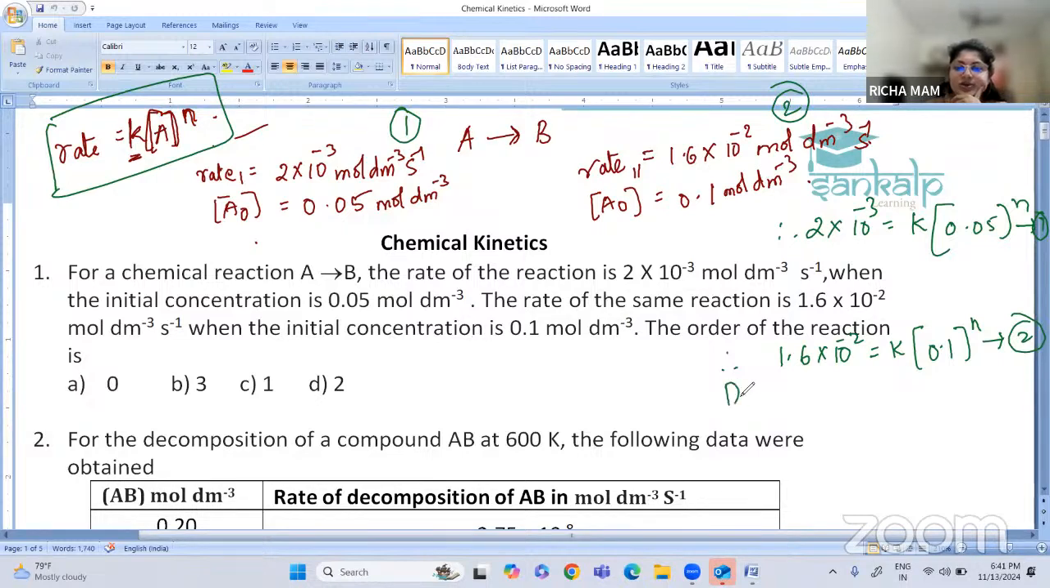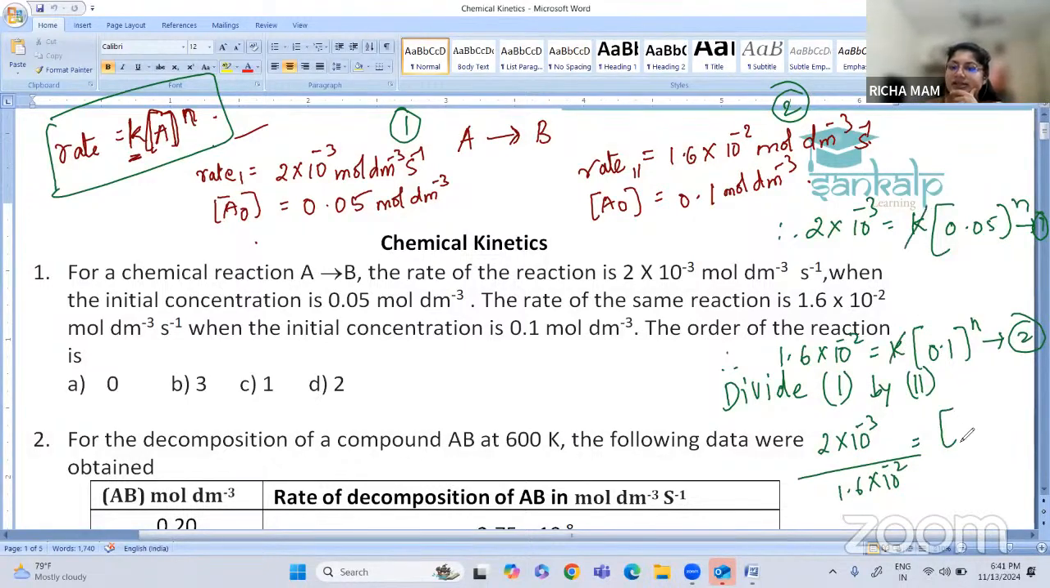Now, next step is what? We have to divide 1 by 2. So this is 2 into 10 raised to minus 3 divided by 1.6 into 10 raised to minus 2 equals K, which cancels, so it will be 0.05 raised to N and 0.1 raised to N, right? So you have to cross multiply. Just see what you will get now.